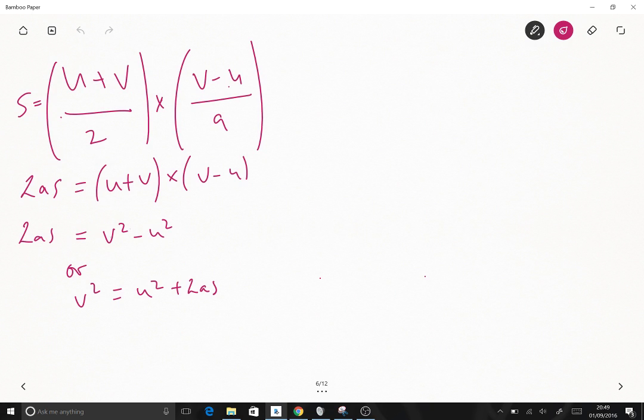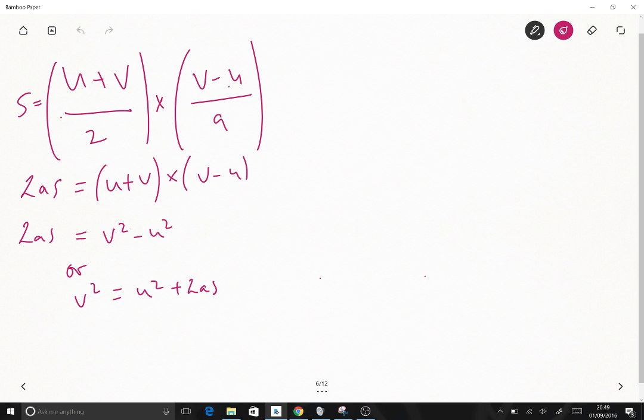Now in combining, you get something like this, okay, and this 2 and this a can be multiplied. You can multiply both sides by 2a, which gets rid of these, so you get 2as is equal to u plus v multiplied by v minus u.